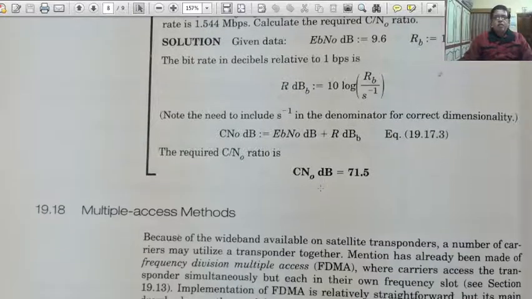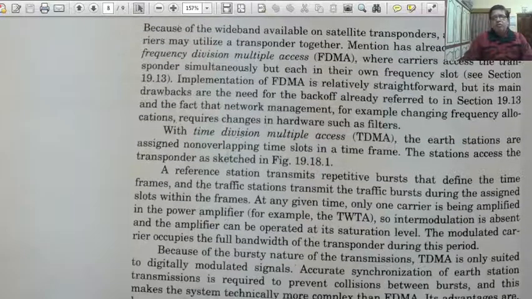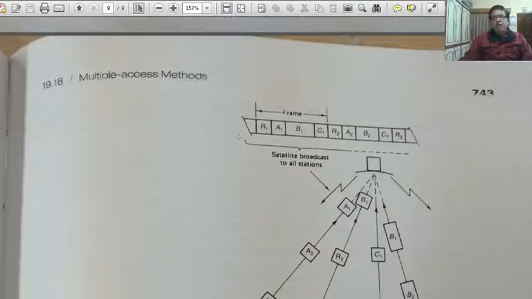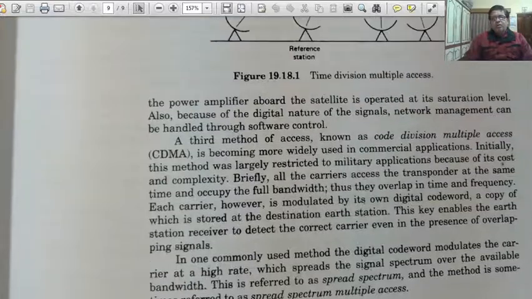And after that, a small article related with multiple access methods is given. For your general awareness, you can understand it. This is not in your syllabus, but for your general understanding, you can go through this article also.